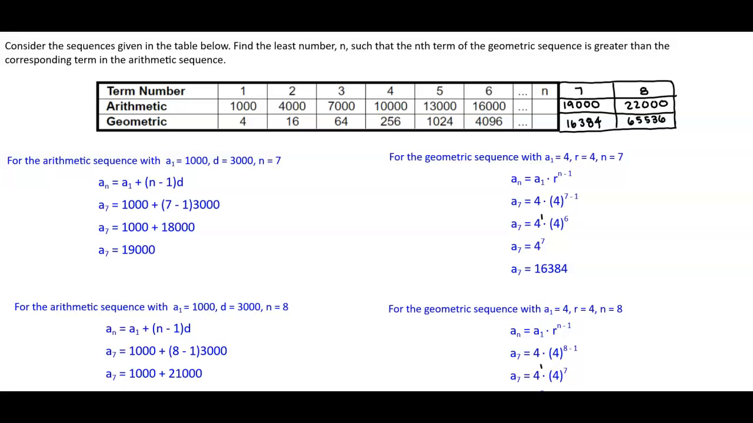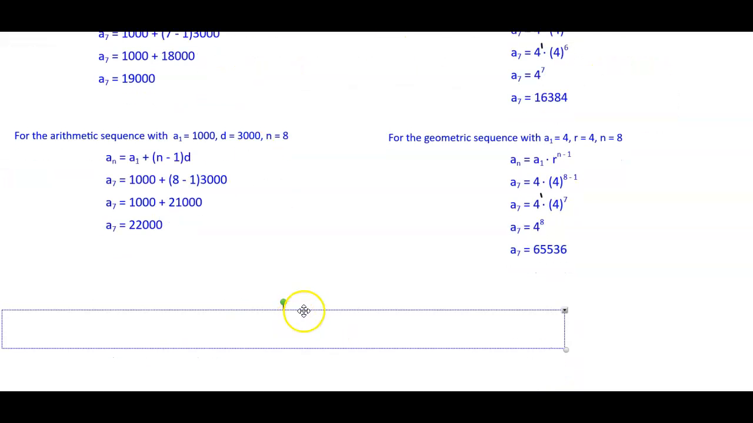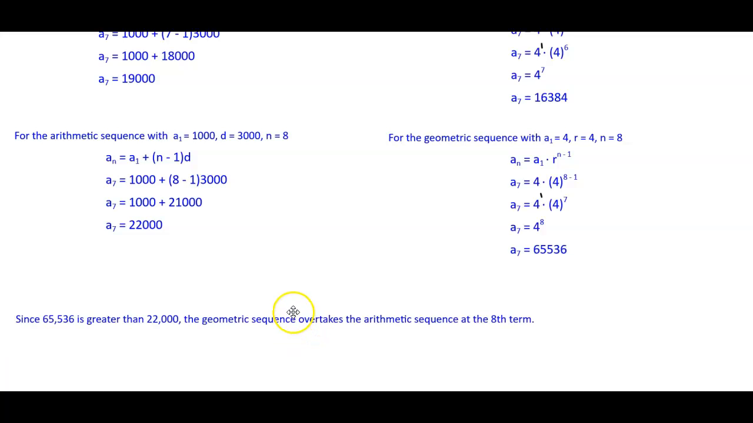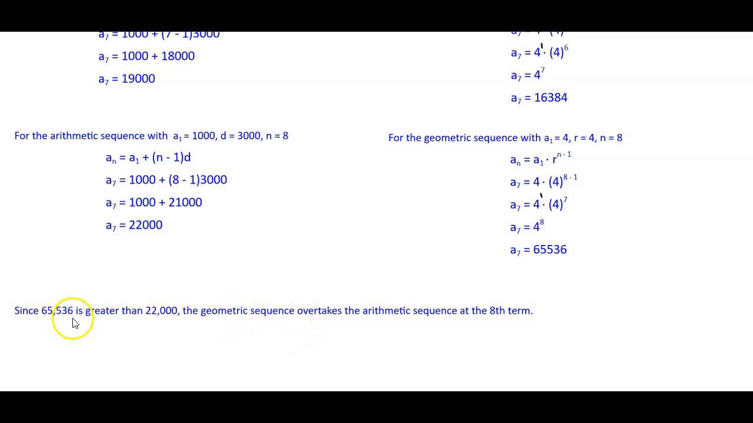So what do we notice? We notice that in the eighth term, the geometric term is now greater than the arithmetic term. And that's what we wanted to find. So therefore, we would say the following. We would say that since 65,536 is greater than 22,000, the geometric sequence overtakes the arithmetic sequence at the eighth term.